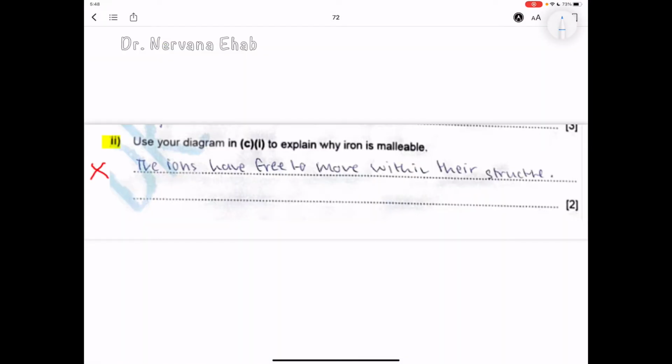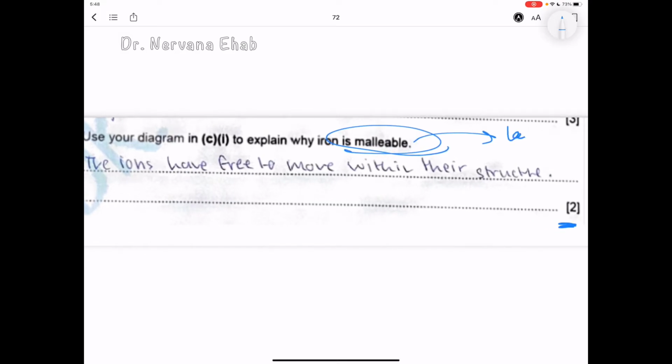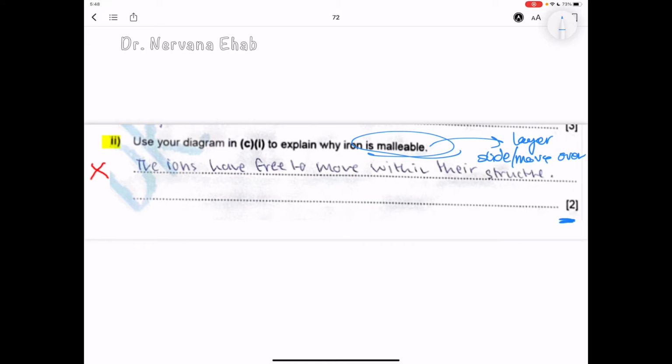This is another question. It says, explain why iron is malleable. And so when you explain malleability, there are two keywords and 2 marks. You're going to say because the cations are arranged in layers, and these layers can move or can slide over each other when force is applied. So the student here wrote the ions have free to move within the structure. So I don't know what they mean. Maybe they mean electrons are free to move, but that really explains conductivity, and it's not even ion, it's electrons. So I'm not really sure about this response, but basically if it's asking about malleability, then you really have to talk about the layers and the fact that they can slide over each other.